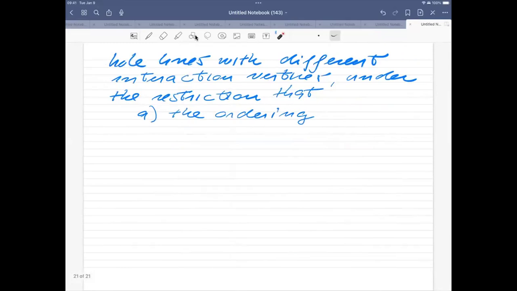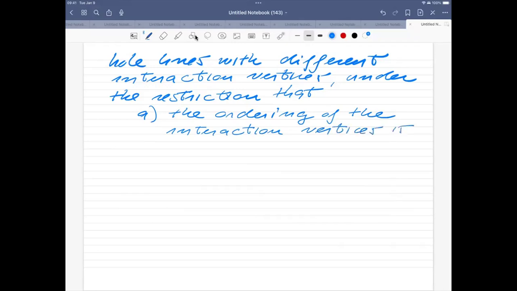So if you do the time ordering in time-dependent many-body perturbation theory, then you would say that the time ordering of the diagrams is not altered. But here, we would say the ordering of the interaction vertices is not altered.